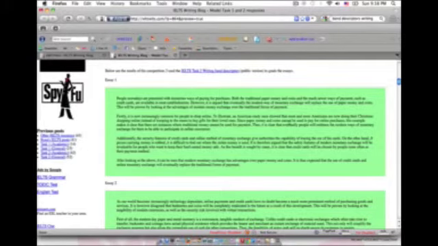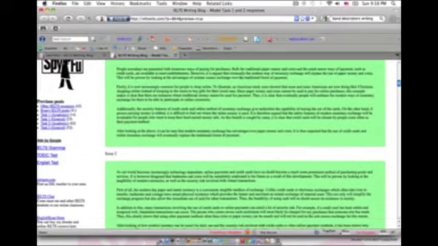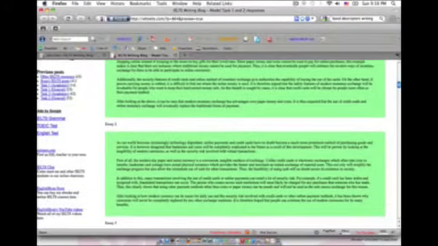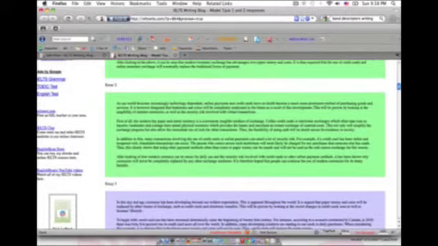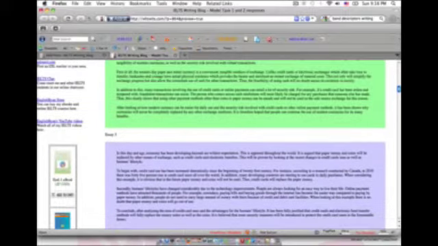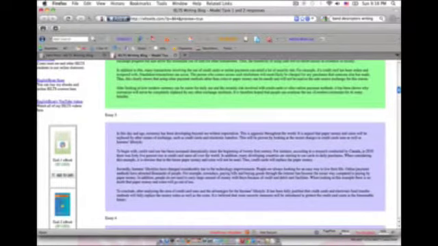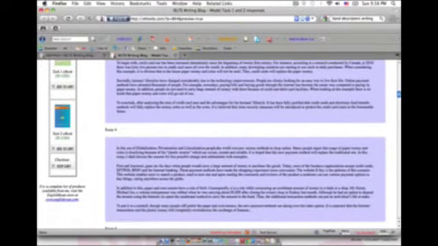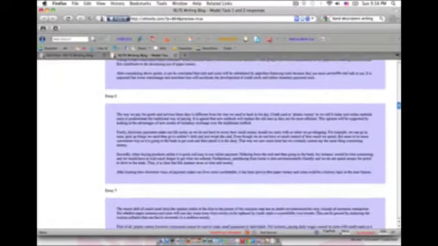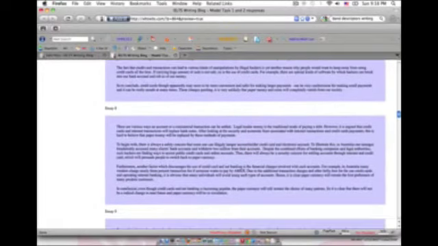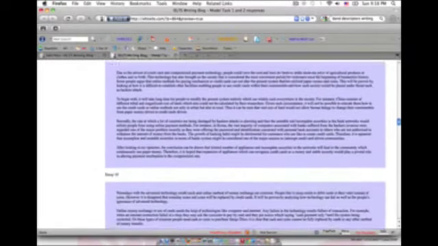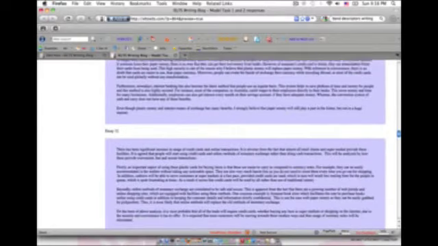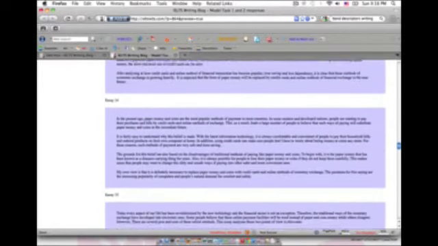The essays denoted by green are essays that scored above a 7. Blue indicates essays scoring around a 6, and red denotes essays scoring under a 6.